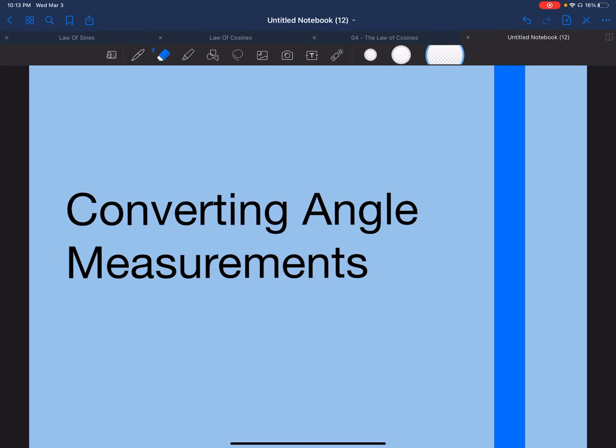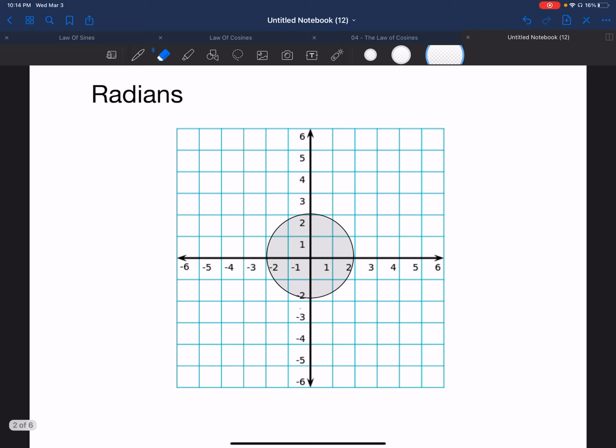Hello, today we'll be talking about how to convert angle measurements. So far, every time we have measured angles, we have measured them in degrees. Today we'll be learning about a new unit of measure called radians. So looking at our circle, if we do one rotation around the circle in degrees, it will be 360 degrees.